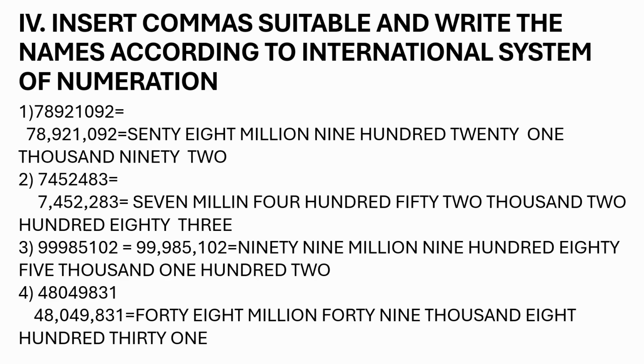Next one, 1, 2, 3, 4, 5, 6, 7. This number is made by 7 digits. We read it 7,452,283. Next, 99,985,102. 48,049,831.